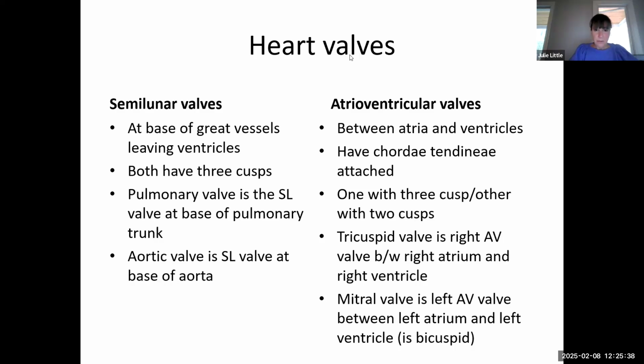Okay, so the heart valves themselves, remember we're going to have two different types of heart valves, four heart valves in all. The one set, they're called the semilunar valves, and these are at the base of the great vessels that are leaving the ventricles. In other words, one is at the base of the pulmonary trunk. It's called the pulmonary valve. The other is the aortic valve, and it's at the base of the aorta.